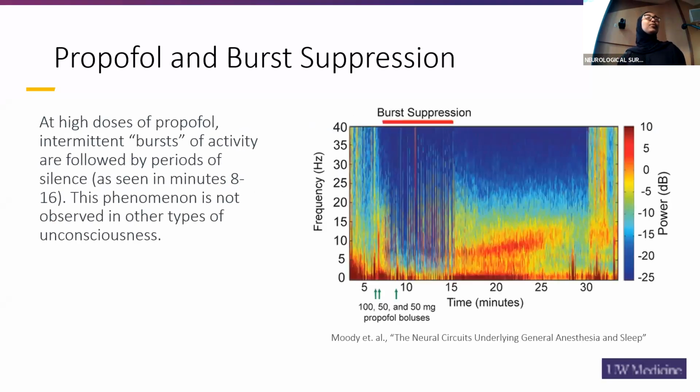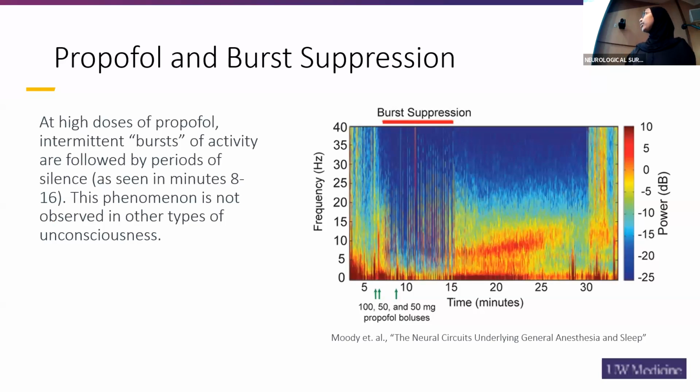So the specific type of anesthesia that I was focusing on is propofol, which is a very widely used type of anesthetic. And at very high doses, an interesting phenomenon called burst suppression occurs, which is characterized by intermittent bursts of activity followed by other intermittent bursts of silence.